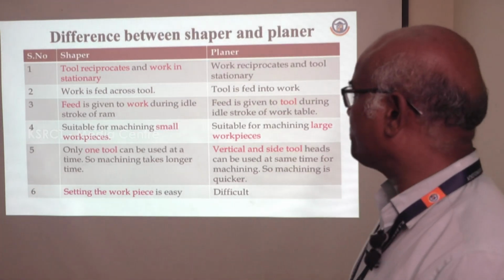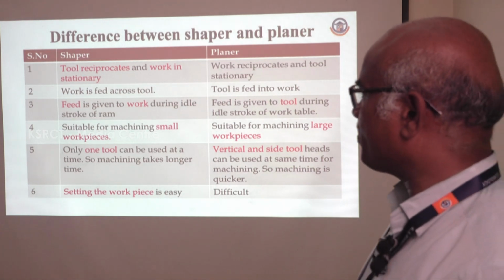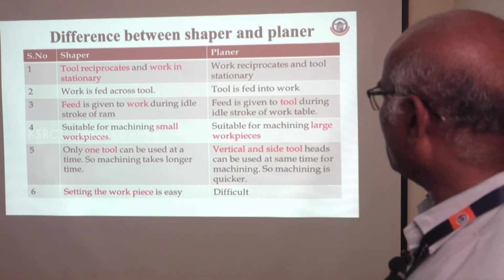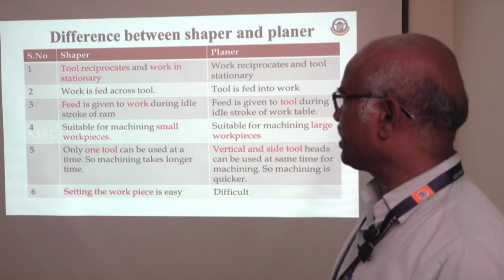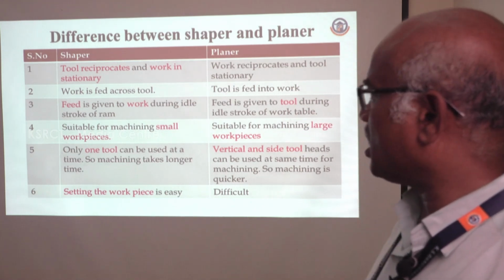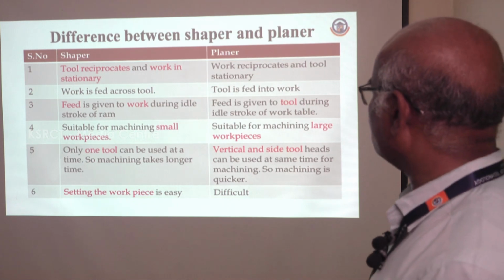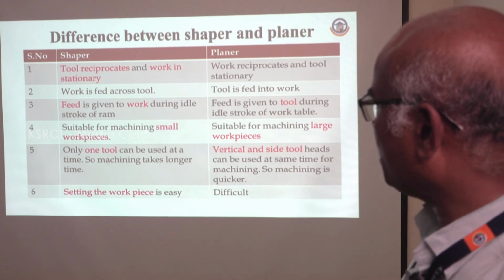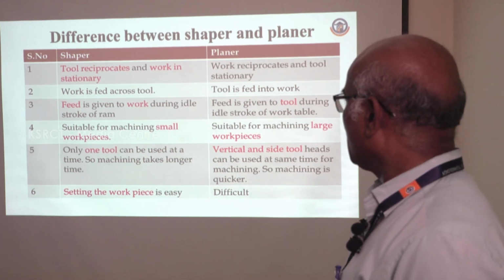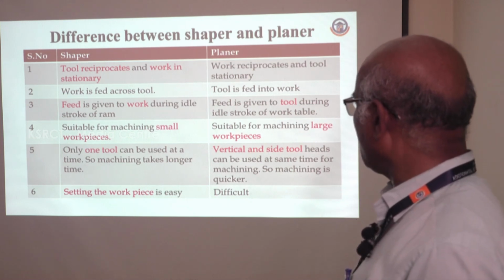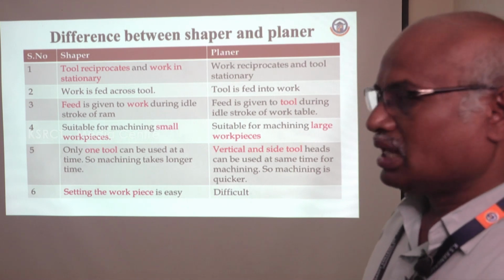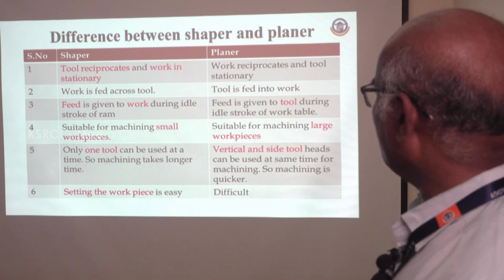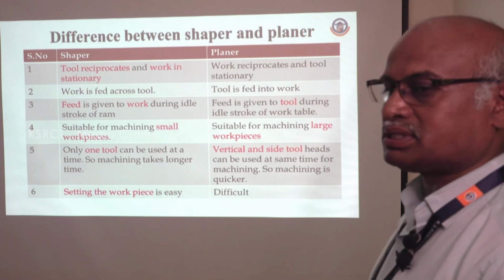Then the main differences between the shaper and planer are these. In the shaping machine, the tool reciprocates and the work is stationary. In the planing machine, the work reciprocates and the tool is stationary. In the shaping machine, work is fed across the tool, but in the planing machine, the tool is fed into the work. In the shaping machine, the feed is given to the work during the idle stroke of the ram. In the planing machine, the feed is given to the tool during the idle stroke of the work table. Shaping machines are suitable for machining small workpieces only, while planing machines are suitable for machining large workpieces.